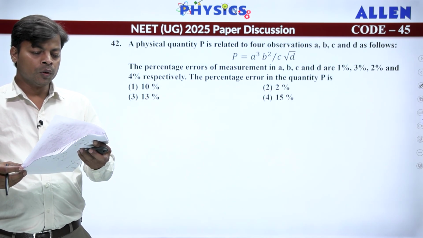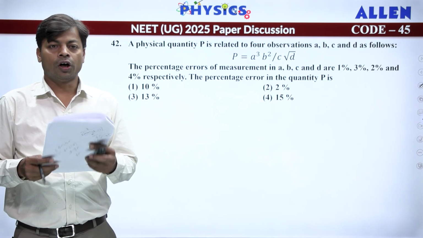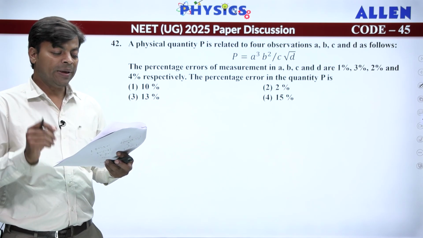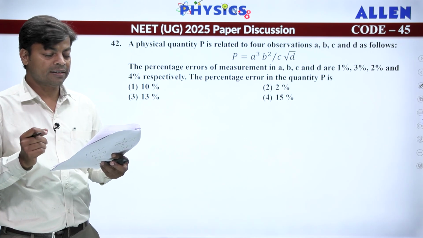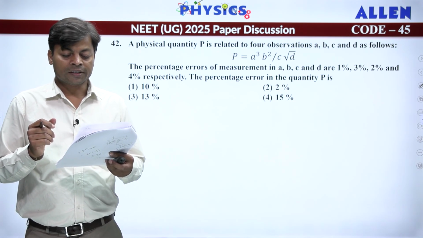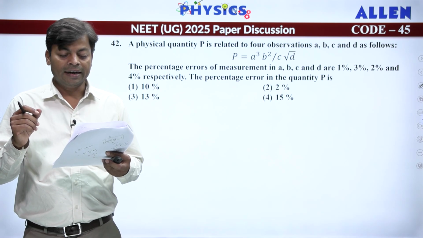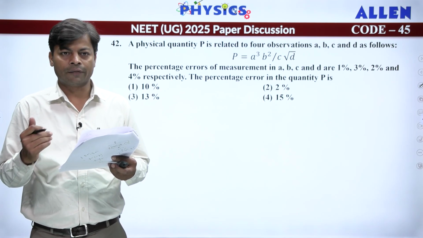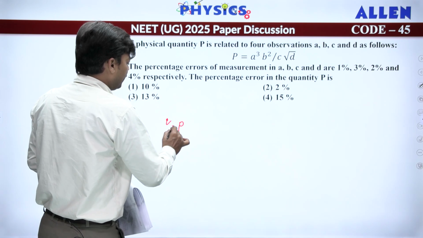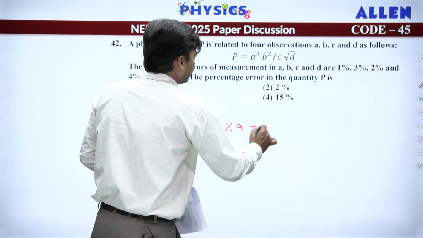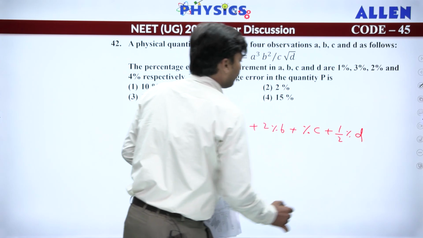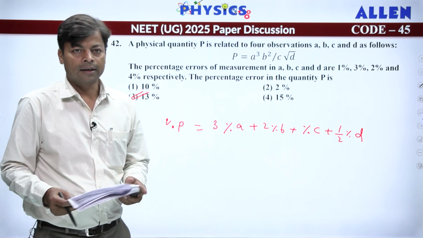We'll do question number 42, and here it is a question based on errors. The question says a physical quantity P is related to 4 observations A, B, C and D as follows: P is equal to A cube B square by C root under D. The percentage errors of measurement in A, B, C and D are 1%, 3%, 2%, and 4%. All the errors are within 5%. So we can apply the error method. Percentage P is going to become 3 into percentage A plus 2 into percentage B plus percentage C plus half into percentage D. If we put all the values, we'll get option 3 as the right answer.